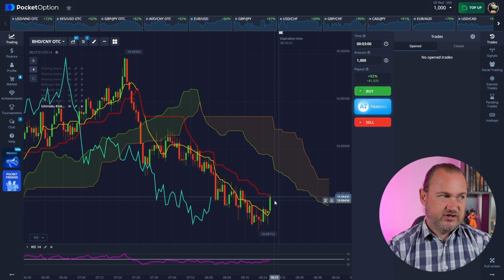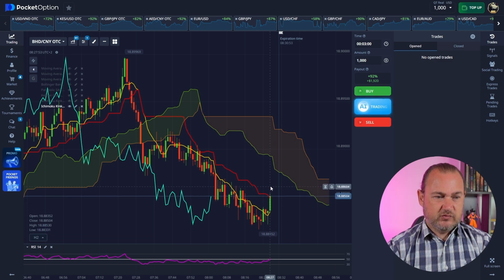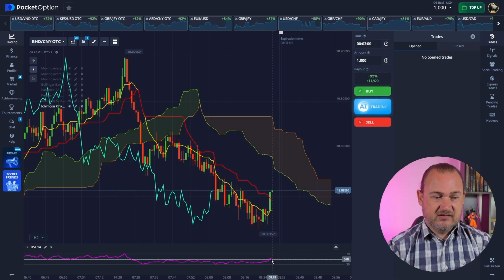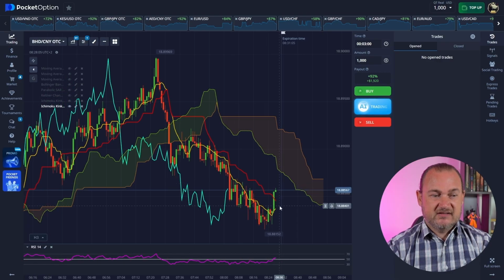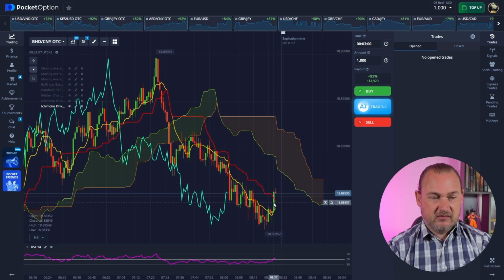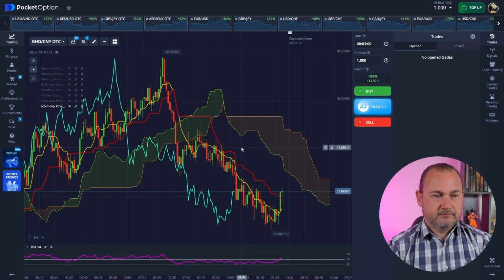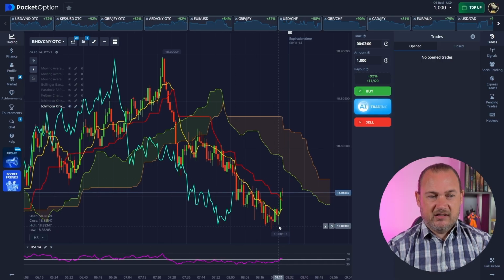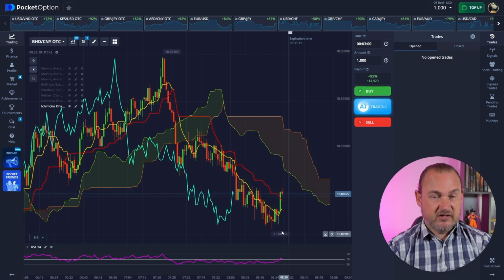Let's see if this rejects. We don't want it to go through the resistance area. The Kijun is offering us some resistance here. RSI is testing. Okay, this broke. RSI broke the 50 level, so this is not a trade for us. This is not a trend reversal either. This is just outside our strategy parameters, so we're not going to take a trade on this. But this is still a bearish trend, even though we got this big green candle here.